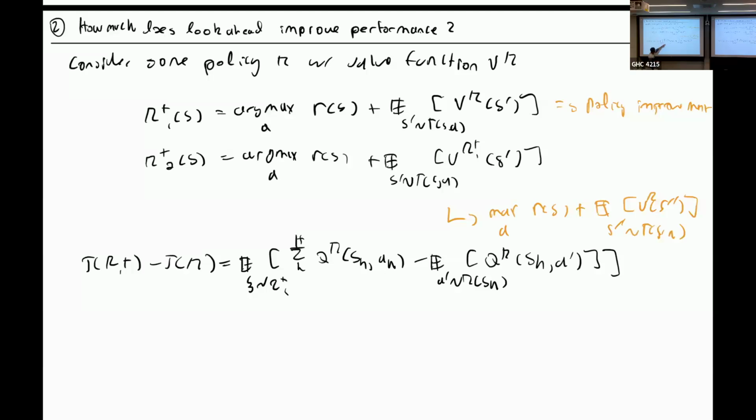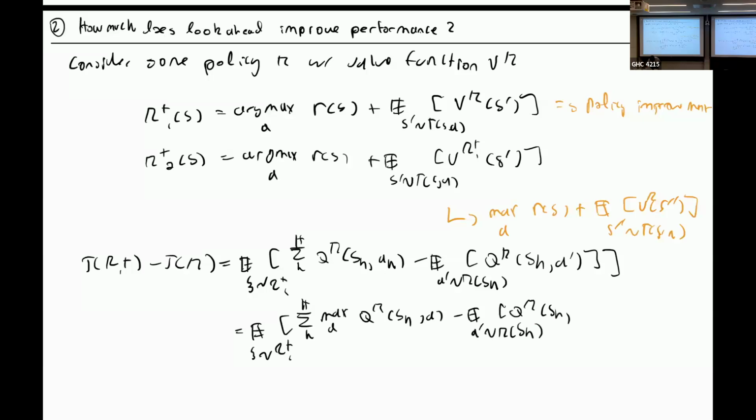ah, right? We sort of defined it as coming from this pi plus 1. So by our definition up there, we know it's the maximum, kind of the best action we could take at this step, right? So we can expand this out to be basically the same thing, but with a max stuck in. So sum from h to big H, max over a, q pi, sh a, minus the same thing we had before, a prime drawn from pi of sh, q pi, sh a.